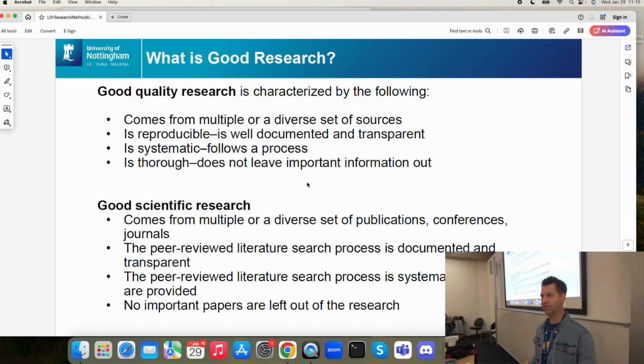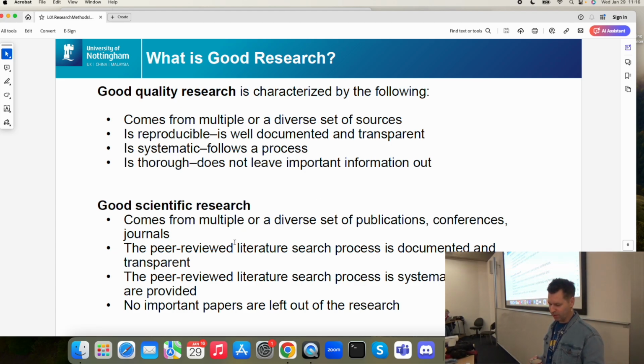Right? Good scientific research, if we extend this idea to scientific research like in this class, comes from multiple or a diverse set of publications, conferences, and journals. Right? So you don't support a hypothesis with just one research paper or one person's opinion. You get a collection of opinions.